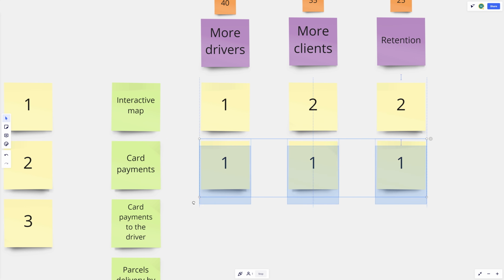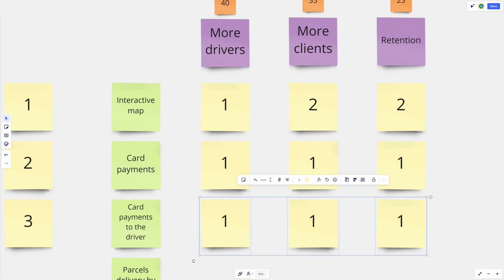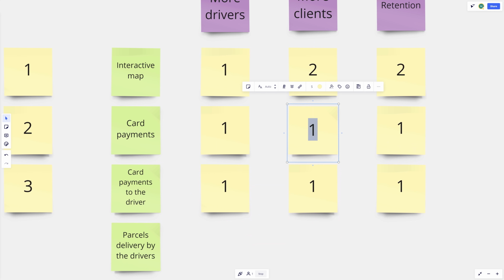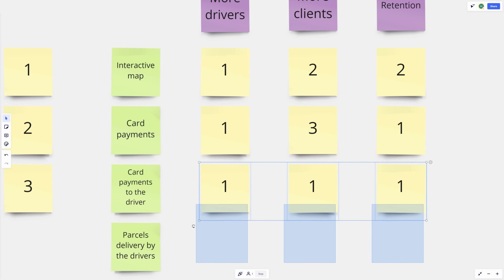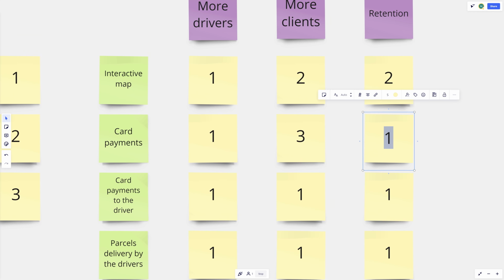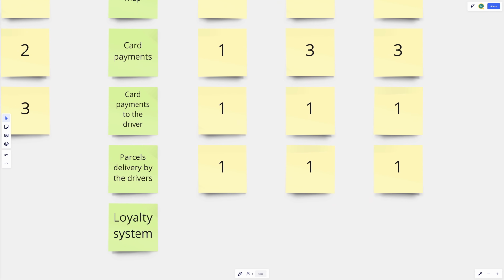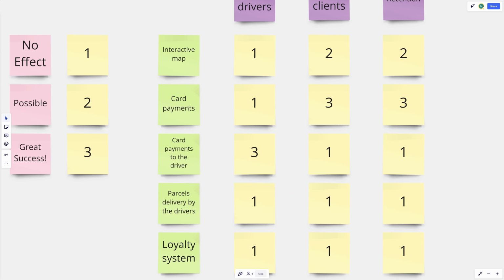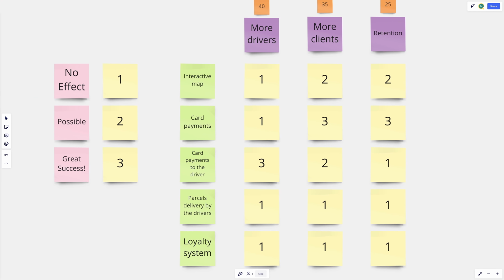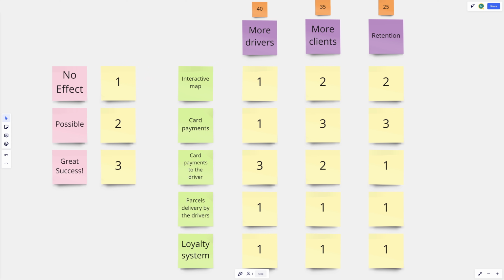So next, card payments. More drivers we will set to 1. More clients we will set to 3, because it's good for clients if you pay not only by cash, right? Retention set to 2, because it's important. Okay, next, card payment to the driver, so more drivers is 3, it is very important for them. Let's set more clients to 2. It is a feature oriented to drivers, but if we have more drivers, we probably have more clients. Next one, retention. Okay, I guess the same.